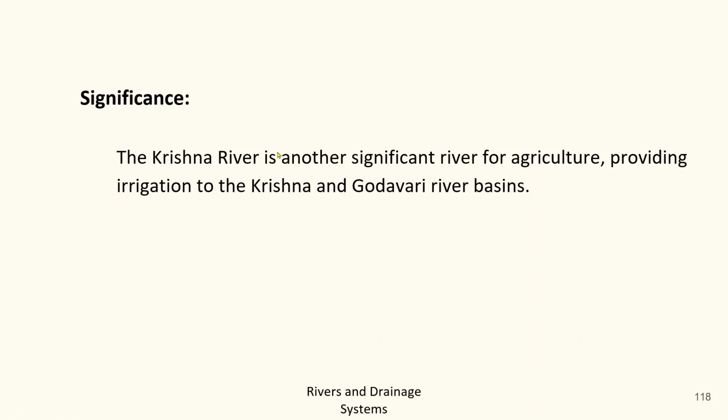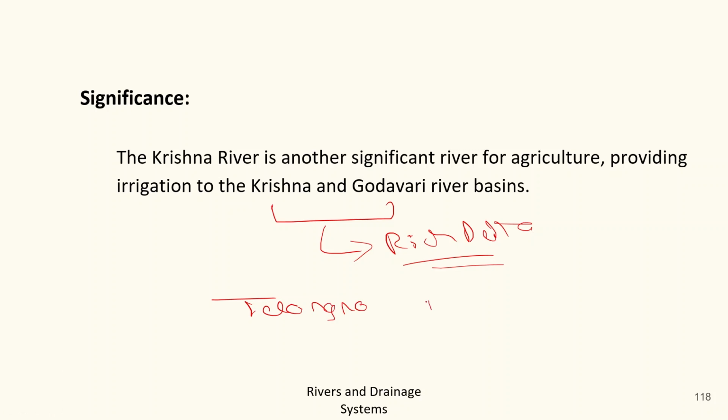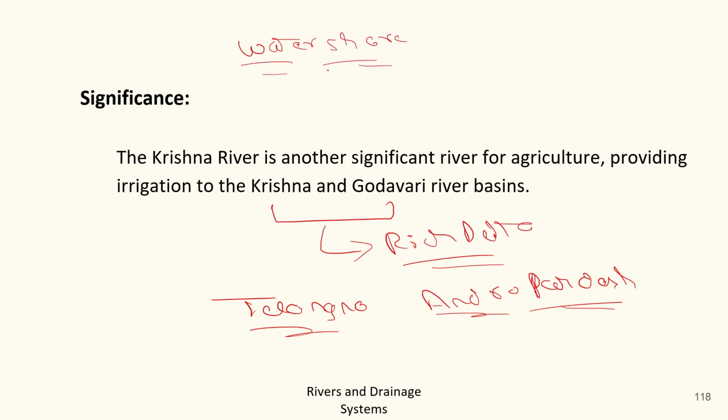Because these rivers together form a rich delta, there is tension between the two states of Telangana and Andhra Pradesh over water share. Okay. Here I would like to add one more point.